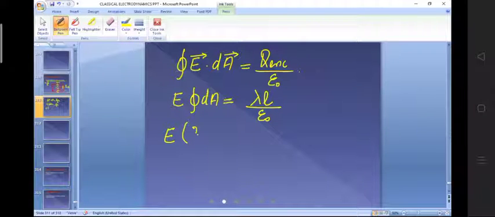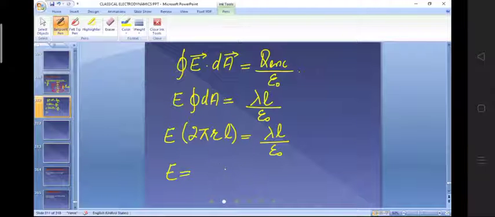That lateral surface area will be equal to circumference multiplied by length, 2 pi r L. That in turn equals lambda L divided by epsilon naught. Then finally the electrostatic field will be equal to, L and L will cancel, lambda divided by 2 pi epsilon naught multiplied by r. Fine. You can also write it like this as well: 2 lambda divided by 4 pi epsilon naught multiplied by r.